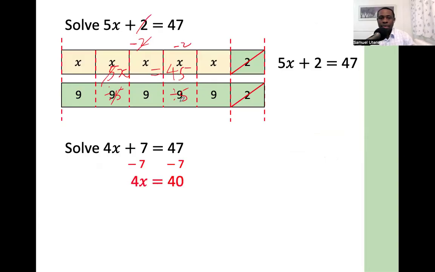Now you have 4x equal to 40. Now, 4x means 4 times x. Remember, our aim is to make x stand on its own. So the thing that is preventing that is the 4 multiplying the x. So we need to do the inverse of multiplying by 4, which is to divide by 4. Now we get x equal to 10.